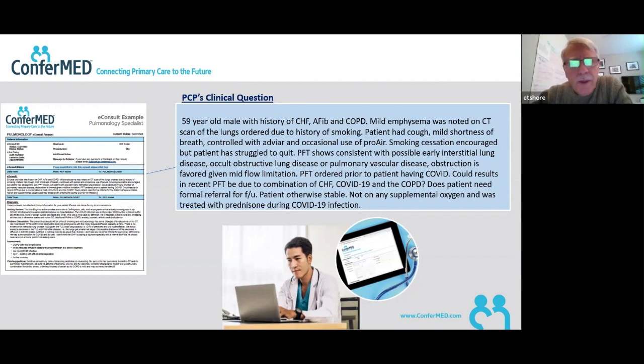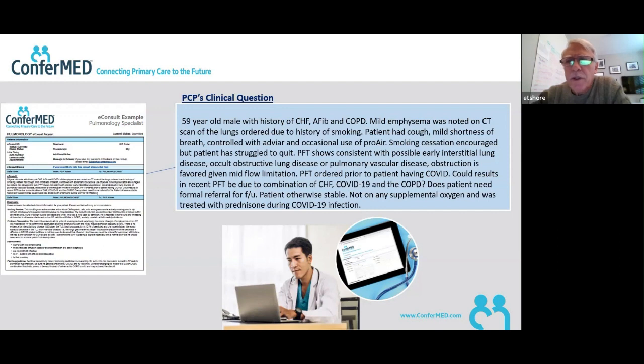information. But one of the things I think would be very helpful is to have a standard structure to your question. And if you look at this PCP's question, he gives a fair amount of information with past medical history, and the patient has emphysema and symptoms of cough. PFTs were done. And then at the bottom, you see a question: could results in recent PFTs be due to a combination of CHF, COVID, and COPD?